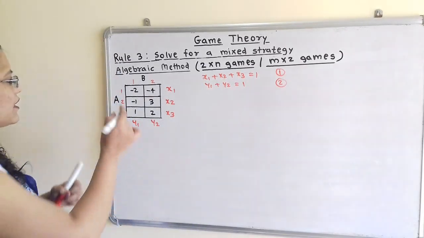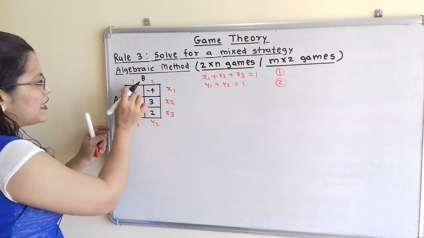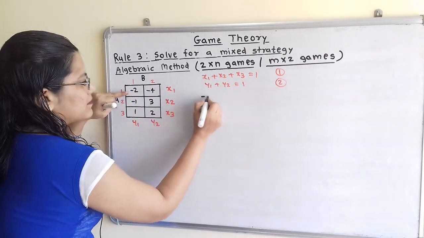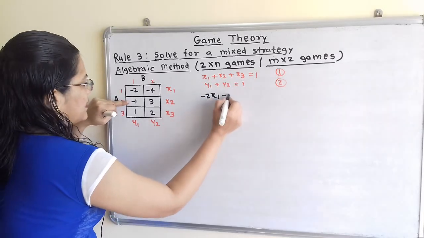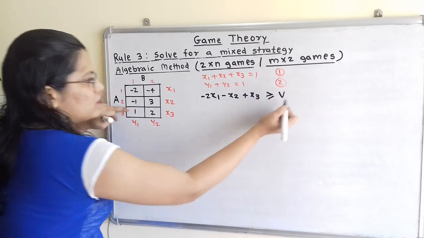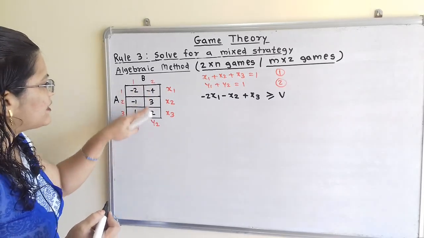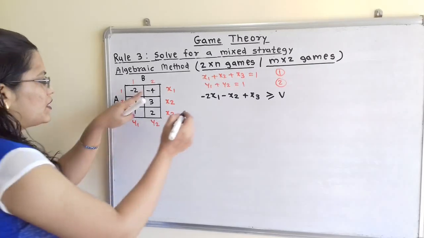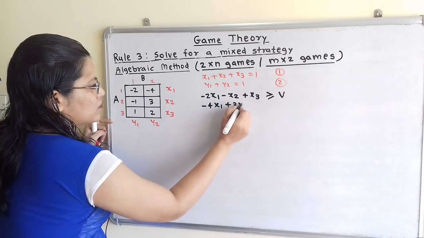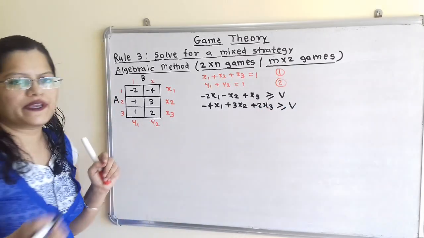Now if we observe, here is the first column. I will multiply the elements in the first column with these frequencies. So I will write here minus 2x1 minus x2 plus x3 should be greater than or equal to v, where v is the game value. In the same way I will write the equation for column number 2, that is minus 4x1 plus 3x2 plus 2x3 is greater than or equal to v.